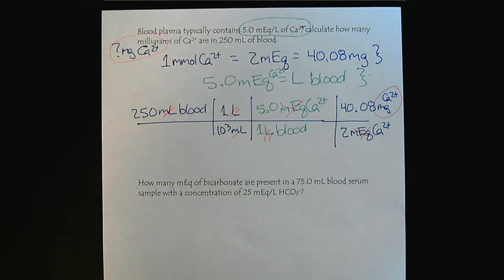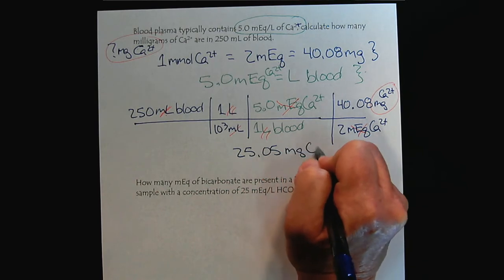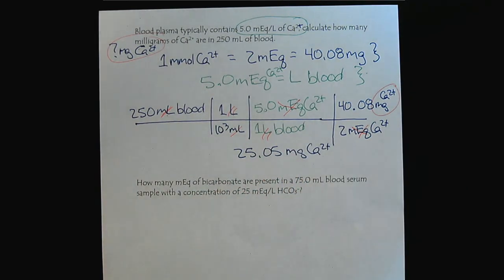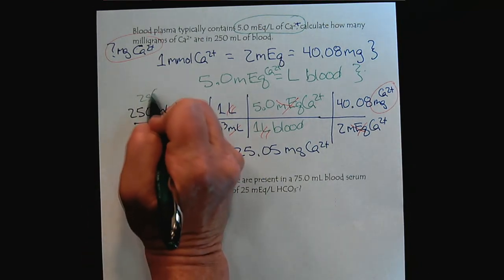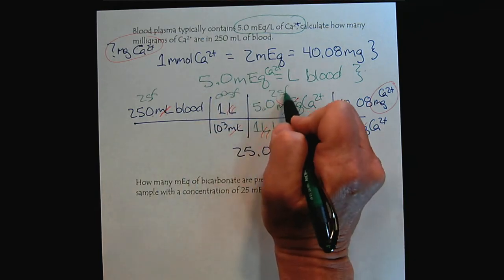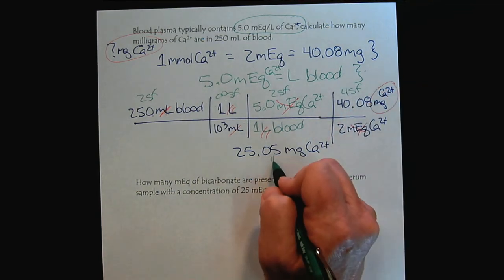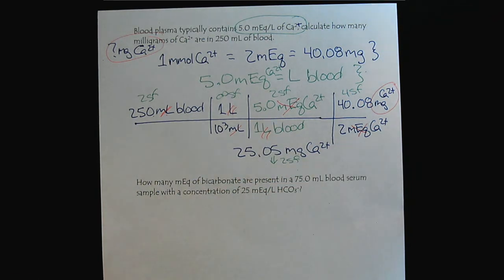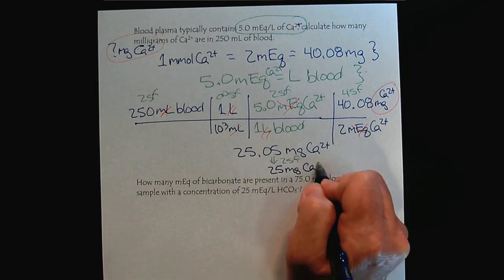We punch the values into our calculator, and we get a final result of 25.05 milligrams of calcium 2 plus. And then last but not least, we look at our data: 2 sig figs here, no decimal, infinite sig figs, 2 and 4 sig figs. So we want to report our answer to 2 sig figs. So it would be 25 milligrams of calcium 2 plus.